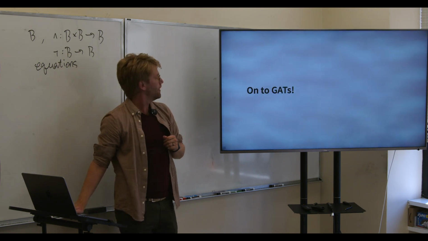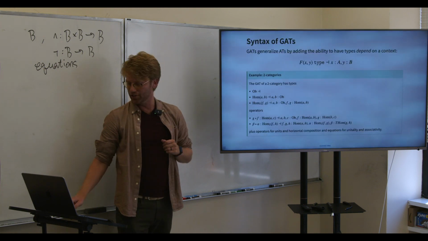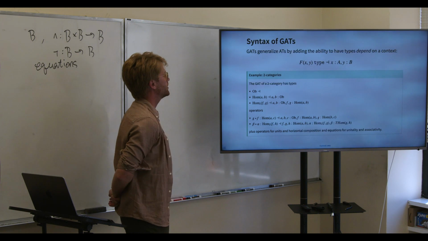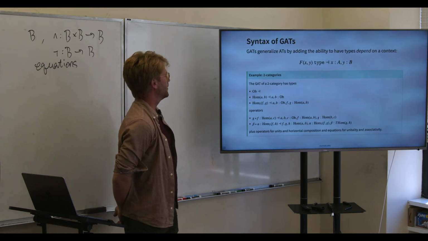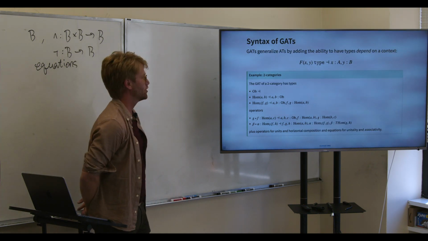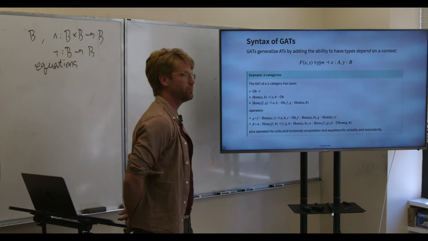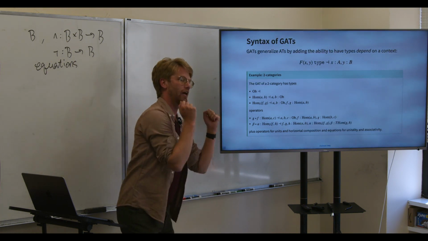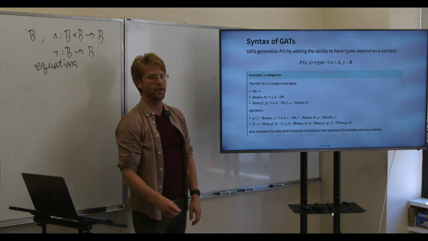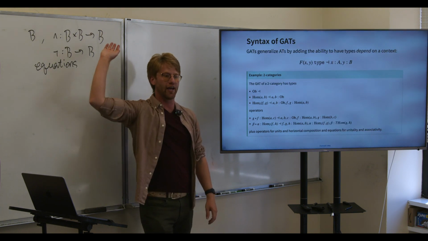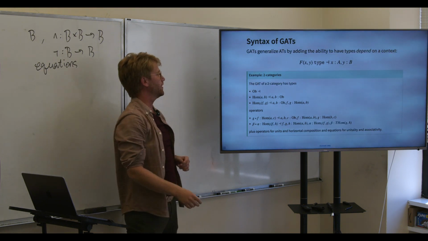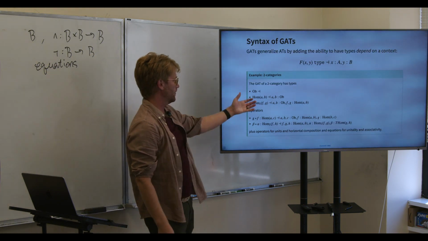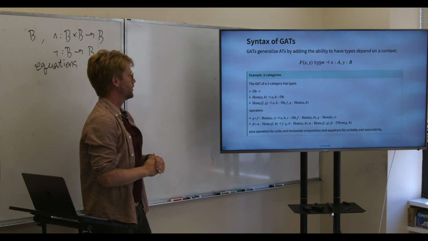Hopefully that's feeling a little bit nicer. So onward to GATs. The only thing that changes in generalized algebraic theories is that we add some dependent types. So in an algebraic theory, you've got just a thing M and a thing S. But you can't say for every x in M, I get some other thing A of x. That's what you can start saying in generalized algebraic theories. So this is the example that I'll come back to in a few different ways.